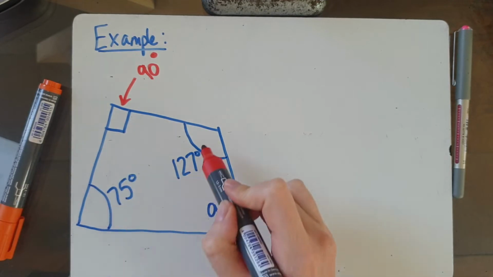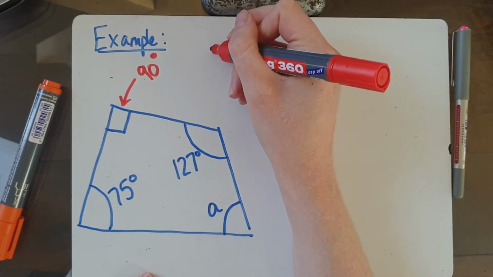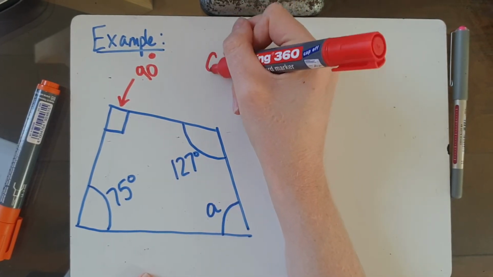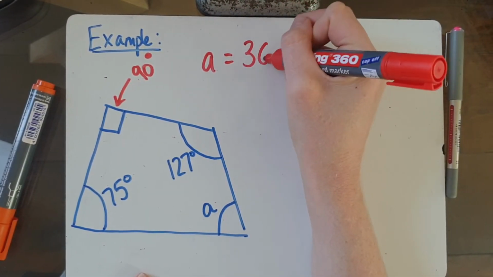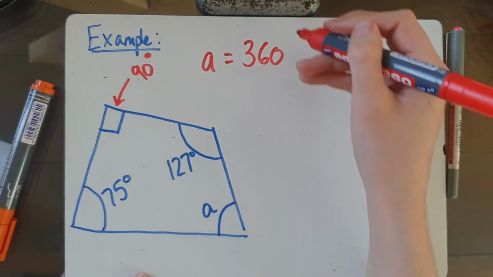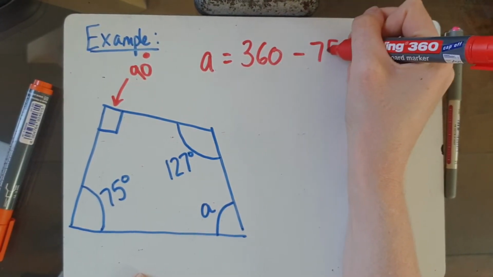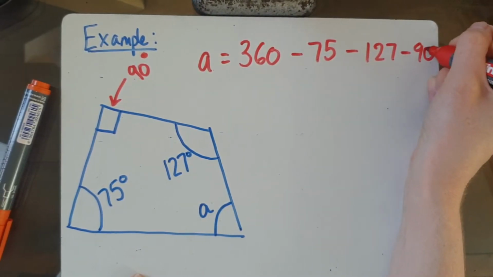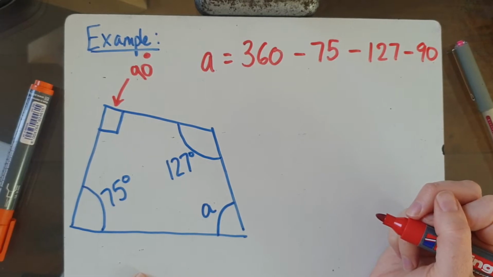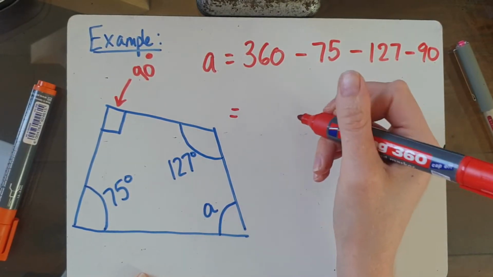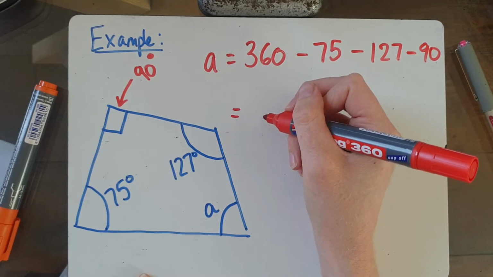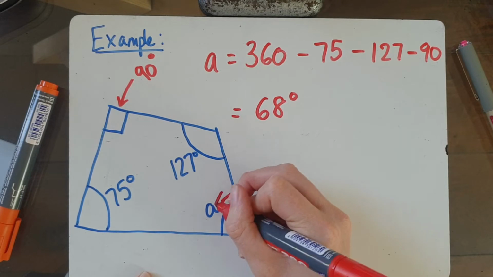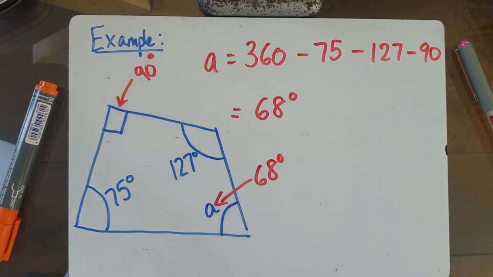We know these angles have to add up to 360. So angle A must be 360 minus the other three angles. So we're going to subtract 75, we're going to subtract 127, and we're going to subtract 90. And if we do that, we end up with 68 degrees. So A is 68 degrees.